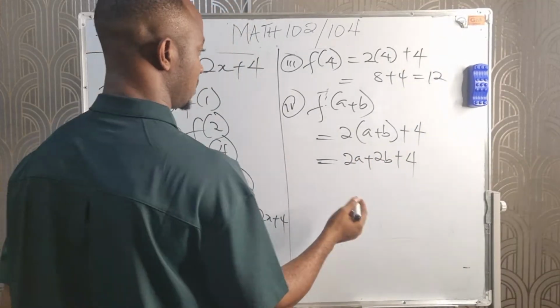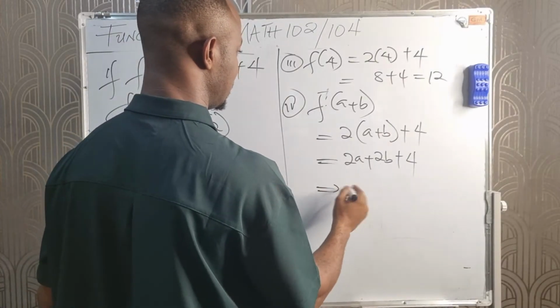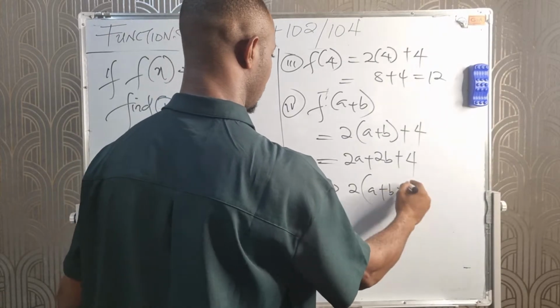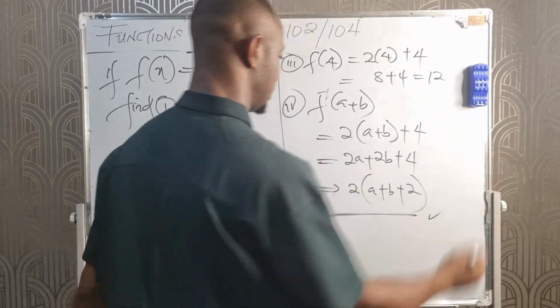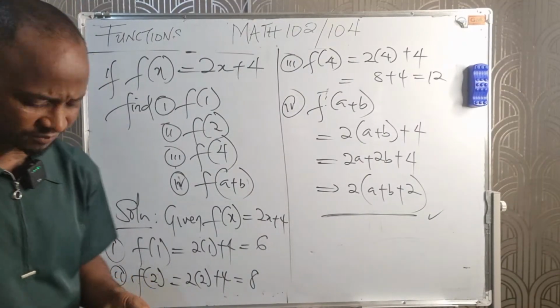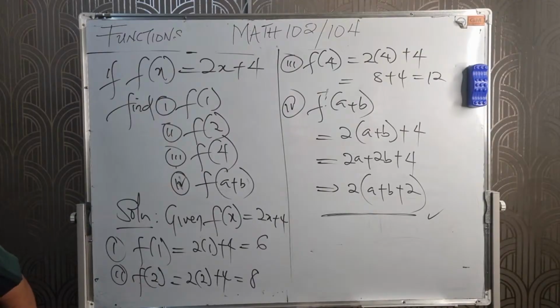We can actually factor out what is common, which is 2, in bracket a plus b plus 2. So this is the final answer for this. You can take note of this. Let's proceed.